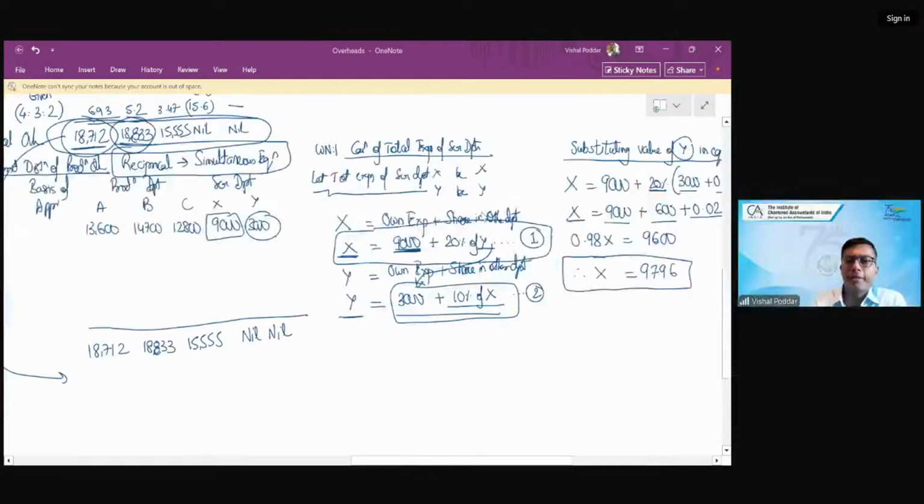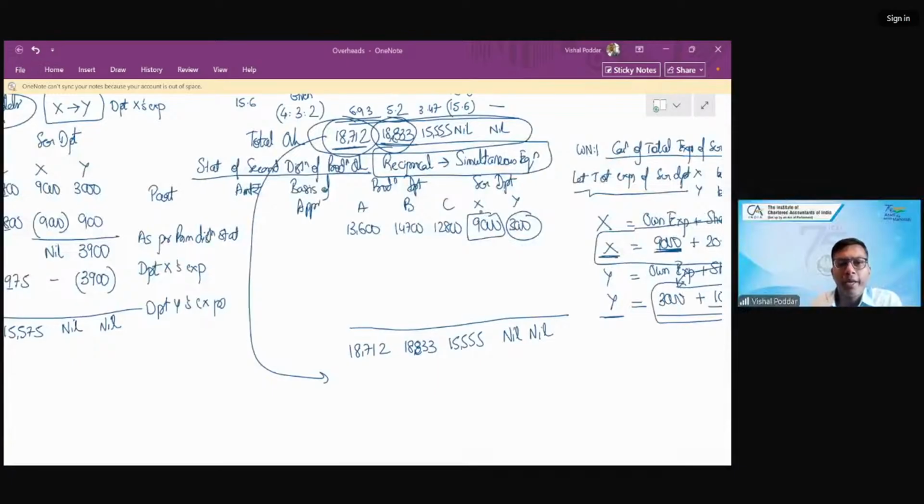Now starts the magic. Now when I have to divide X, I will divide this amount which I have got from working note 1. How much is this amount? 9796. The ratio is given. What is the ratio of X? It is 4, 3, 2, 1. Now divide this. Interestingly, for the first time, we are distributing more than what that department has. So for the first time, this department's total will become negative. Correct?